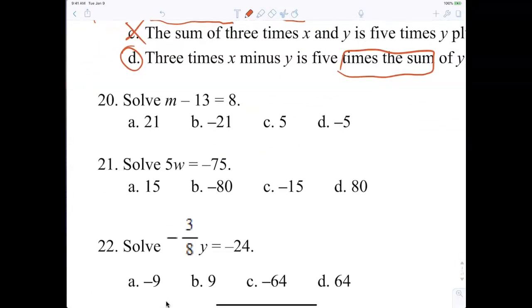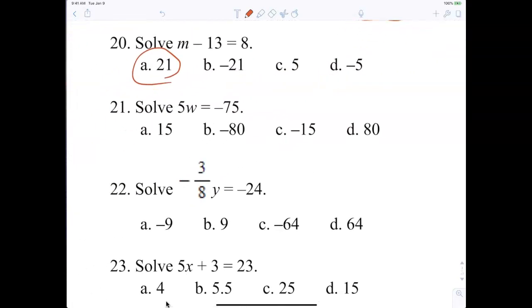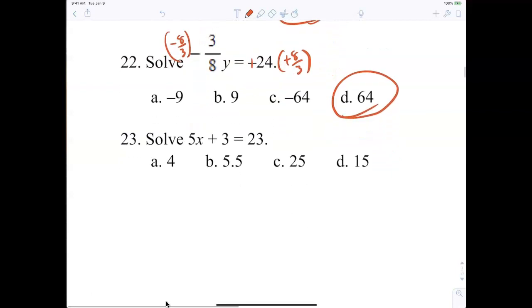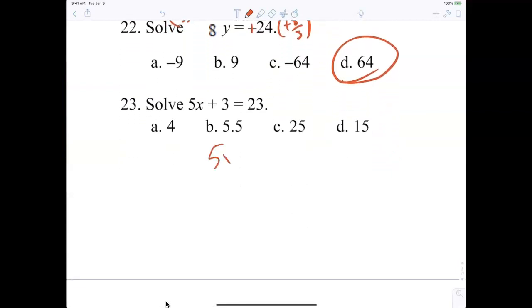Alright, now 20 is pretty easy. Add 13 to both sides, we get 21. 21 we divide by 5, right? When we divide by 5, that's going to be -15. Number 22, remember you're multiplying by the reciprocal, so that would be -8/3, -8/3. So a negative times a negative is a positive. 24 divided by 3 is 8. 8 times 8 is 64, so correct answer is 64. Alright, 5x plus 3 equals 23. Subtract 3. 5x equals 20, divide by 5, x equals 4.